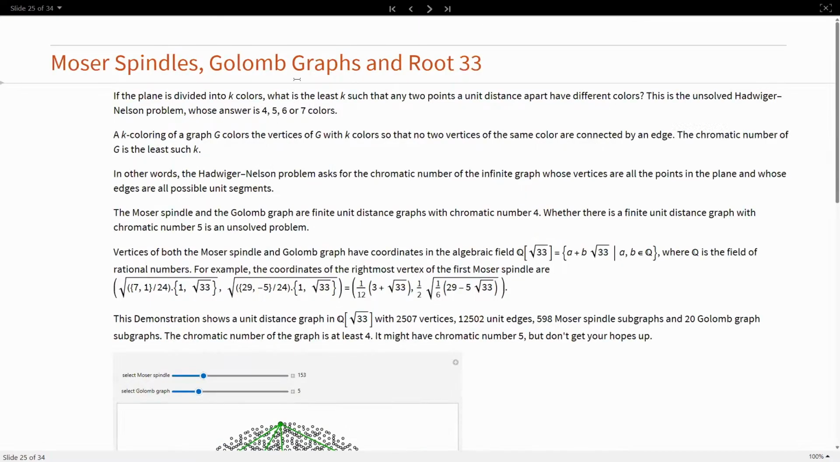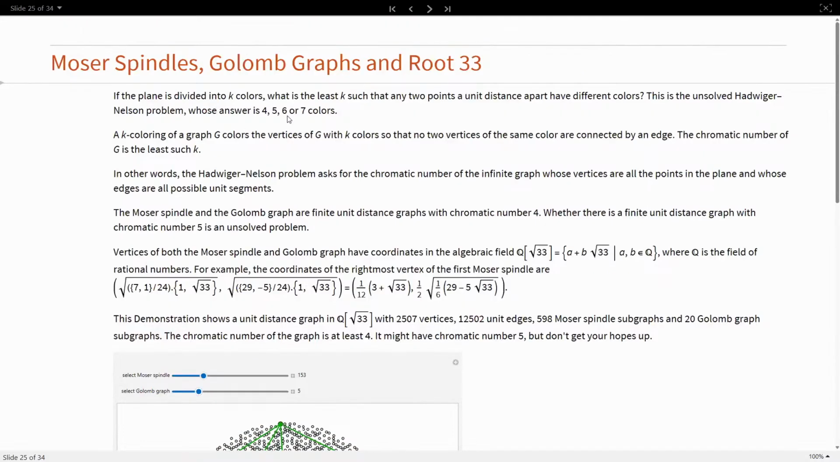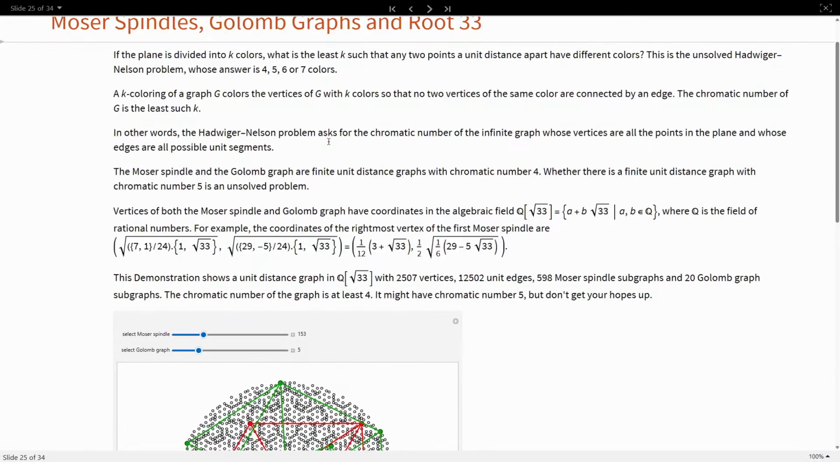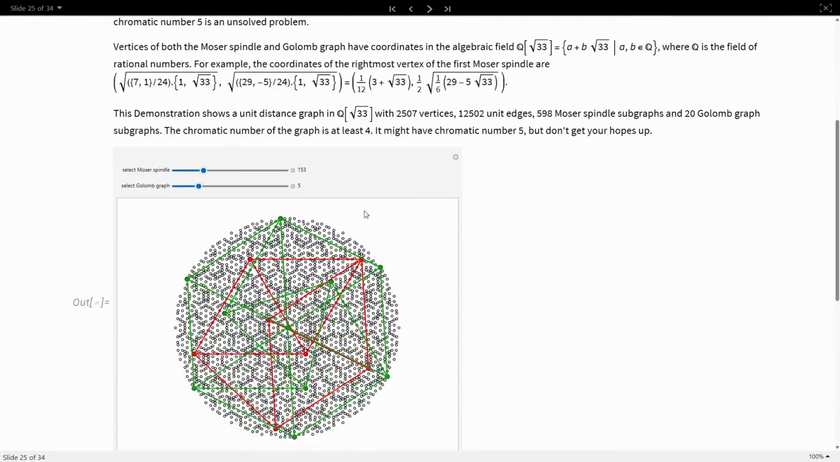I mentioned the Moser spindle and the Golomb graph, and I started looking for a solution for the chromatic number of the plane about 9 years ago. I had a feeling that if I had the densest possible graph, I could find a set of points that forced a 5-coloring. So I came up with this.